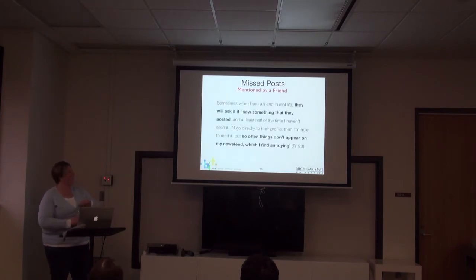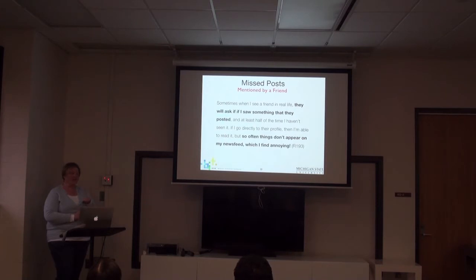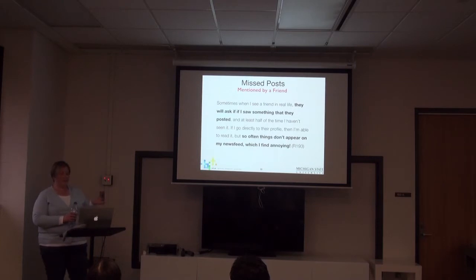So this particular person says, "Sometimes when I see a friend in real life, they will ask if I saw something that they posted, and at least half the time I haven't even seen it. If I go directly to their profile, then I'm able to read it. But so often things don't appear in my newsfeed, which I find annoying." So many people express frustration about missed posts. But it's really hard to say from a quote like this whether the posts were missed because of the algorithm, or because the person just didn't remember seeing it, or maybe the person just didn't visit Facebook at the right time to be able to see the post.